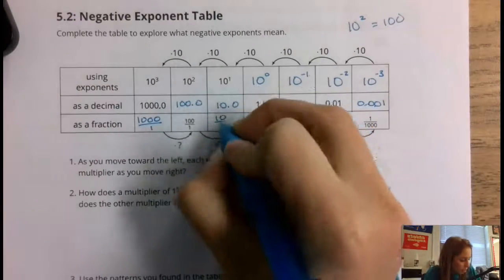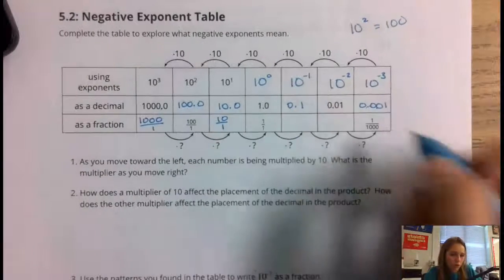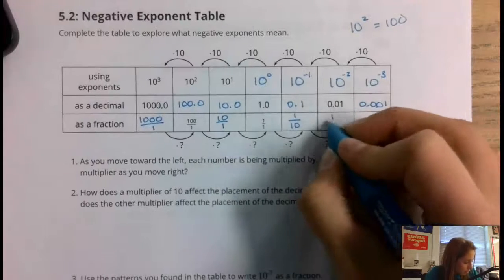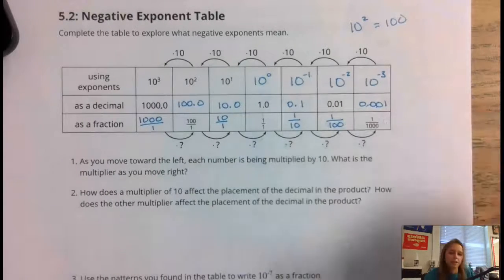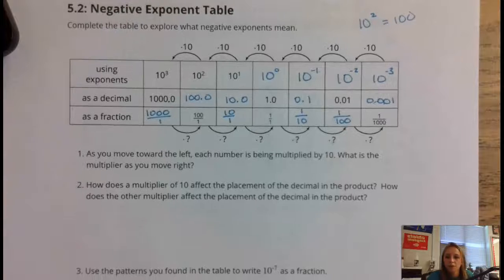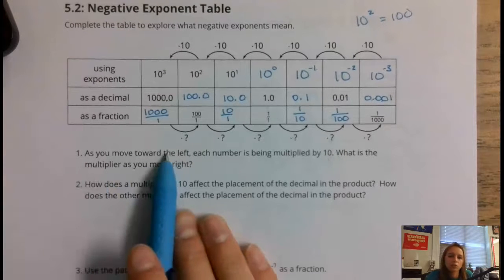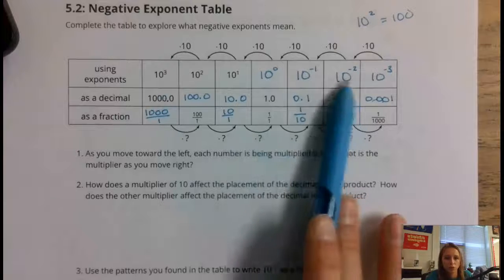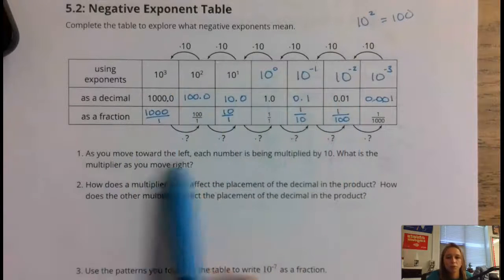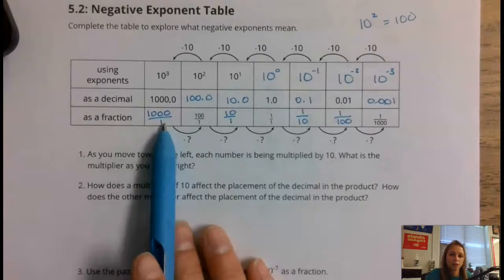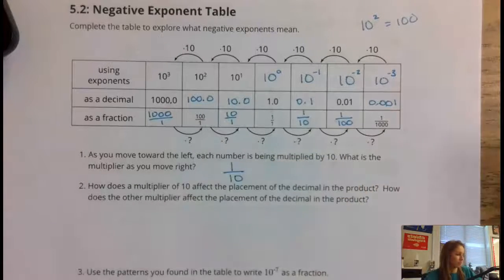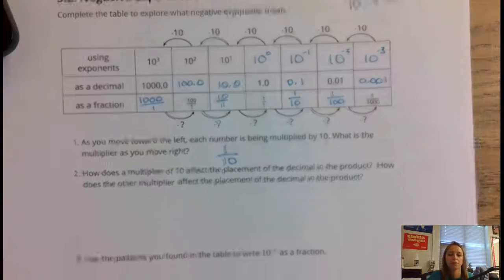And here we'd have 10 over 1, 1 over 1. This time we'd have 1 over 10, 1 over 100, and then 1 over 1,000. So as you move towards the left, each number is being multiplied by 10. Now if we move towards the right, what's happening? Well, we can say we're multiplying by 1 over 10. So we're just doing the opposite.